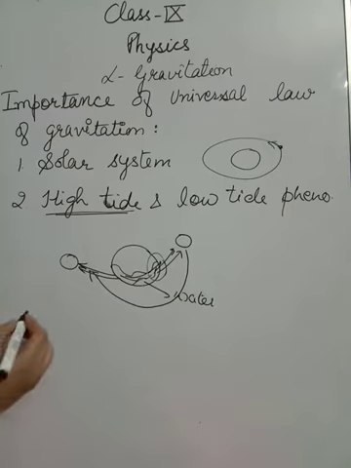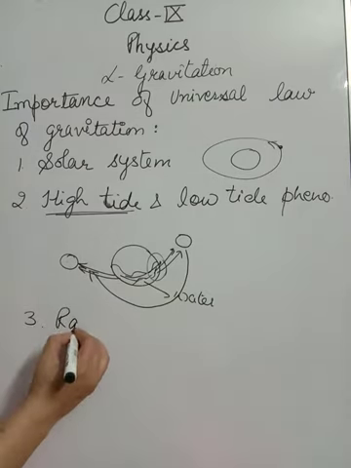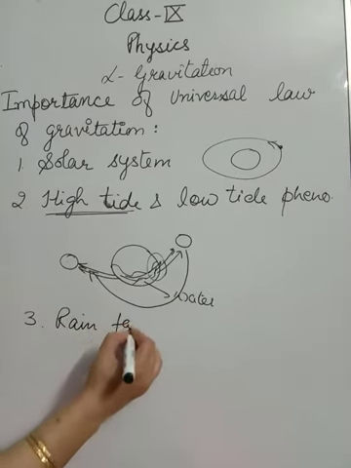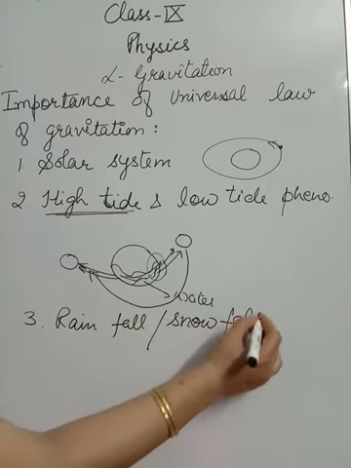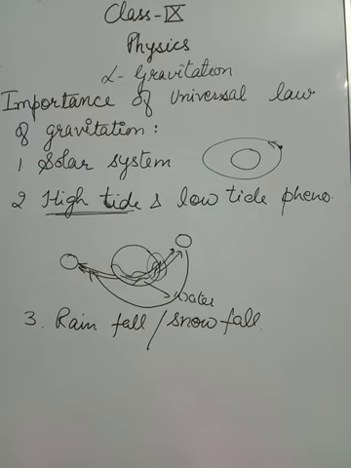And the third one is rainfall or snowfall. Okay, it also explains the phenomenon of rainfall or snowfall. Why does rain always fall towards earth? This is because earth, having a huge mass, attracts the drops of water towards itself and rain falls towards the surface of earth. Okay, same is the case with snowfall.